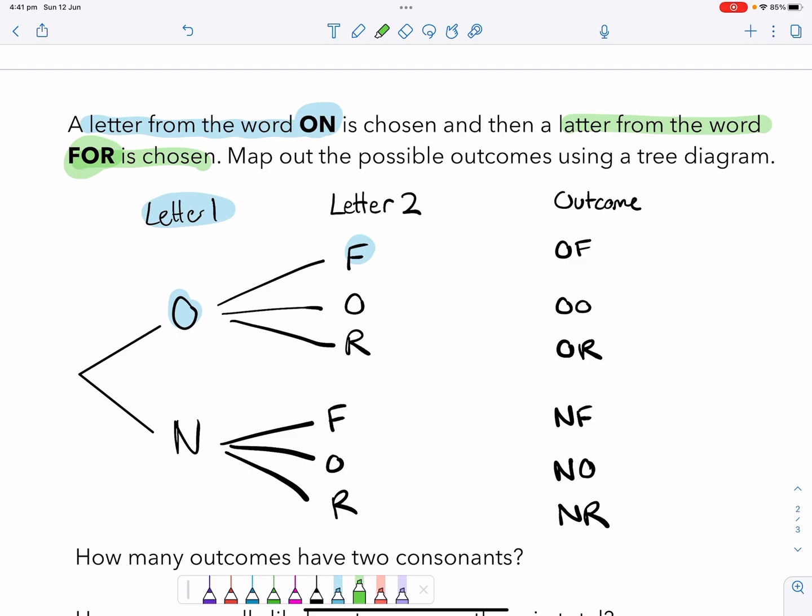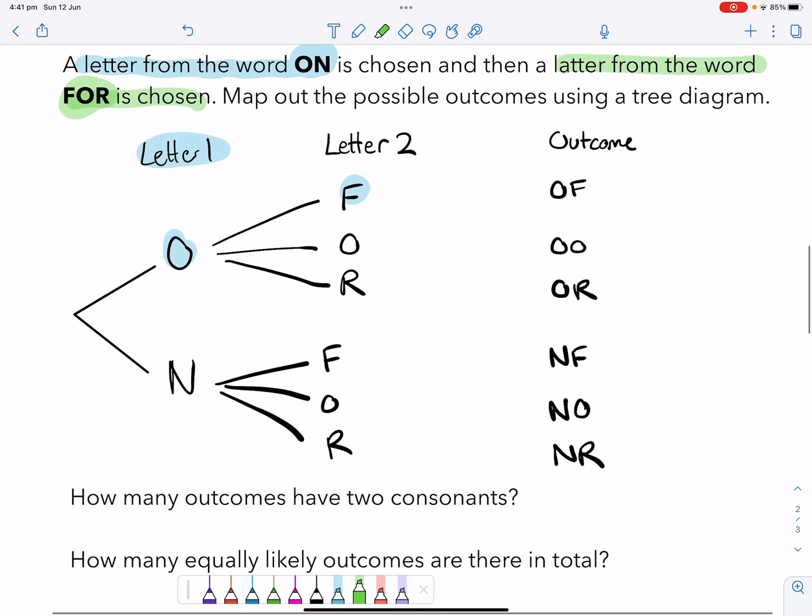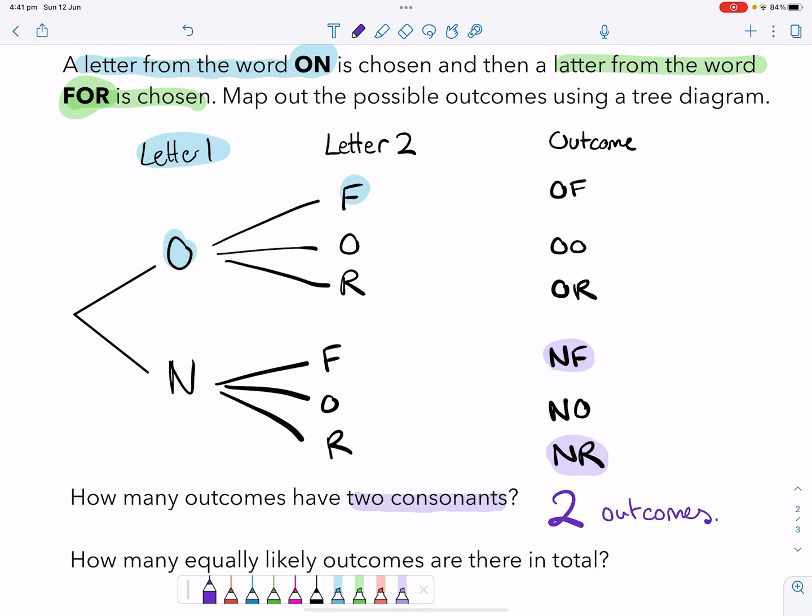I think I've put some questions to go with it. How many outcomes have two consonants? A consonant is the opposite of a vowel, so it doesn't have A, E, I, O, U. So two consonants, N and F, don't have a vowel. These ones all have vowels in them, so that was not an answer. N, R, I think, is another one. So we have two, oops, that's supposed to be a pen stroke there. Two outcomes. And if I really wanted to, I could actually write what they specifically are.